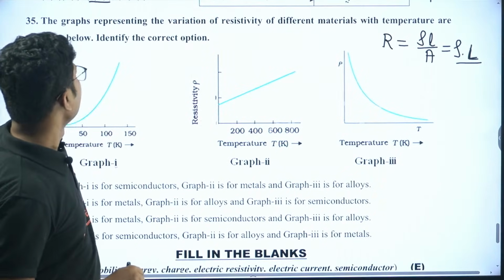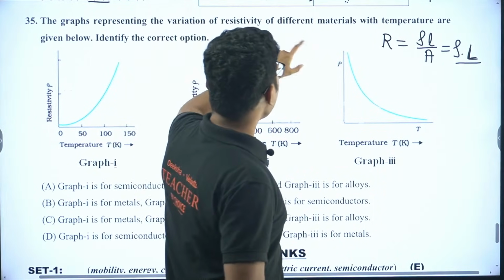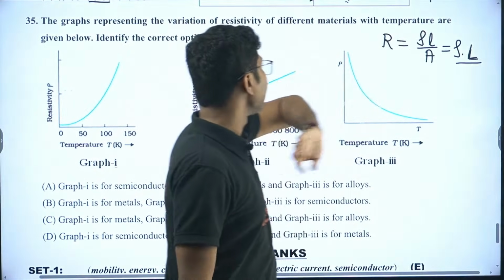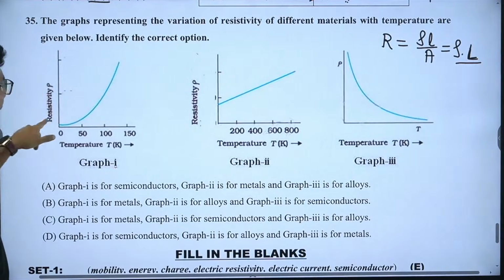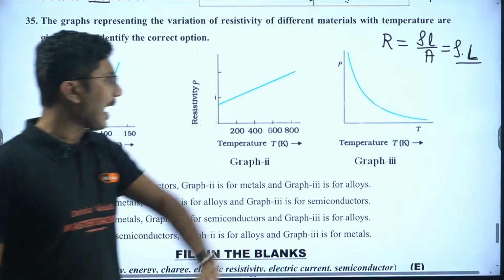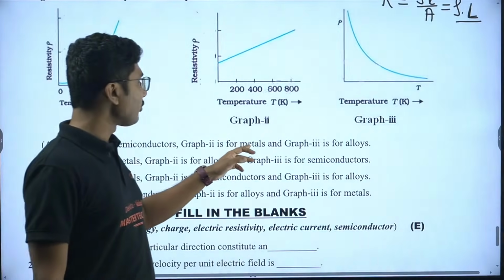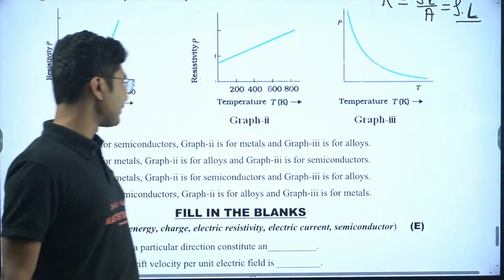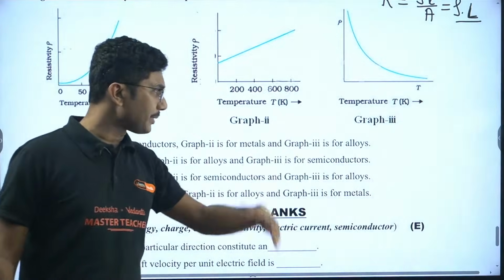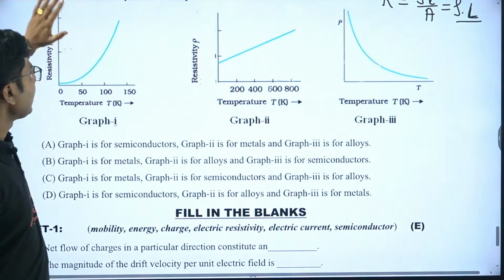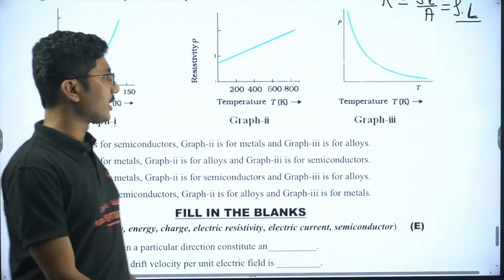Now the graphs representing the variation of resistivity of different materials with temperature are given below. Identify the correct option. Here we have 3 graphs. Graph 1 is for semiconductors, graph 2 is for metals, graph 3 is for alloys. Or graph 1 is for metals, graph 2 is for alloys, graph 3 is for semiconductors. So one of them is a conductor, one is an alloy, and one is a semiconductor. Which one is what? That you have to guess.